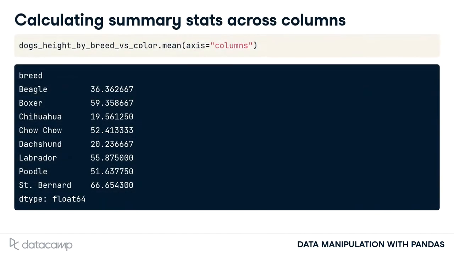To calculate a summary statistic for each row, that is, across the columns, you set axis to "columns". Here the mean height is calculated for each breed, that is, across the colours.